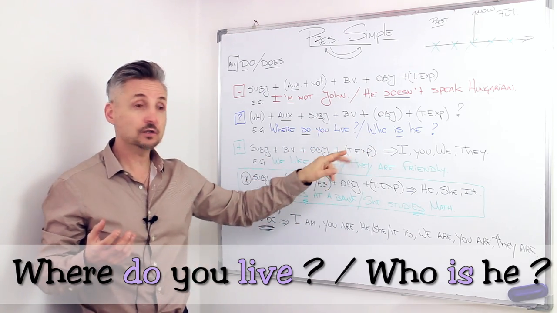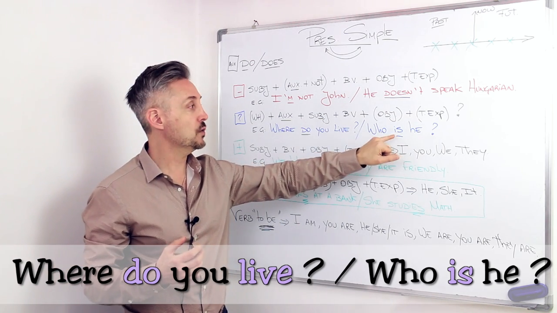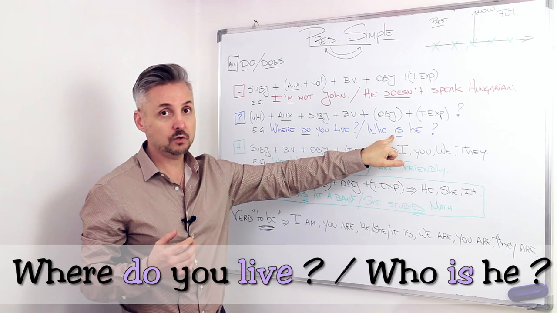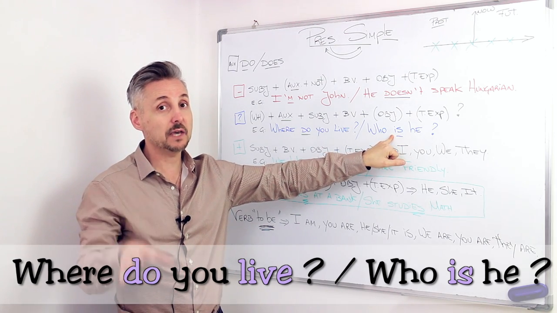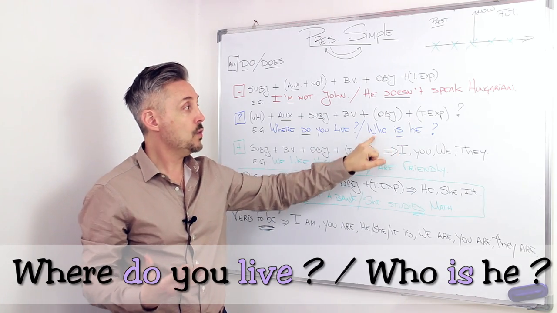Or if you want to use the verb to be, who is he? So the verb to be doesn't need an auxiliary because it acts by itself as an auxiliary. Who is he?